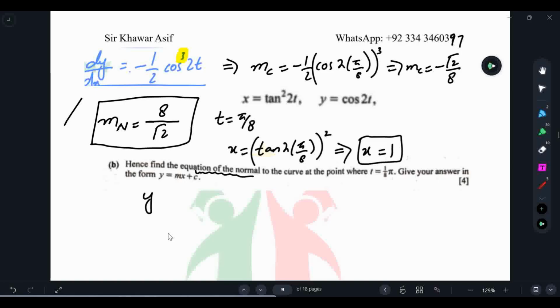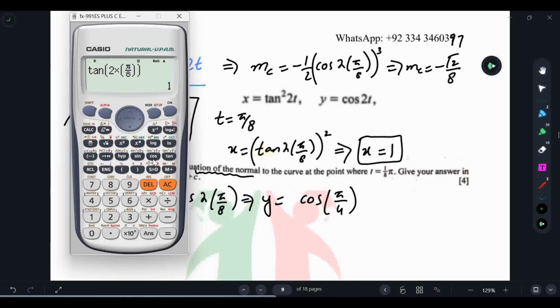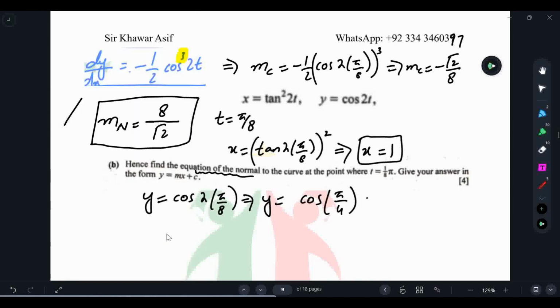For y at t equal to pi by 8, cos of 2 into pi by 8, which means y is equal to cos of pi by 4. So cos of pi by 4 will be what? This will be equal to square root of 2 by 2. So the y coordinate will be square root of 2 by 2.